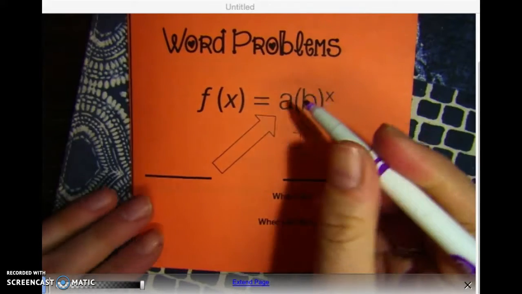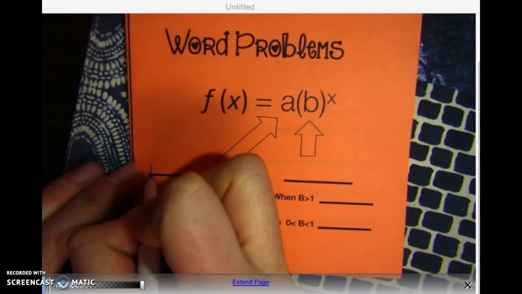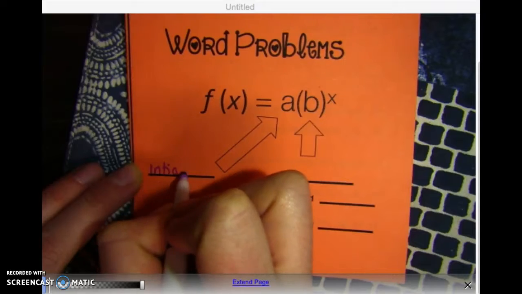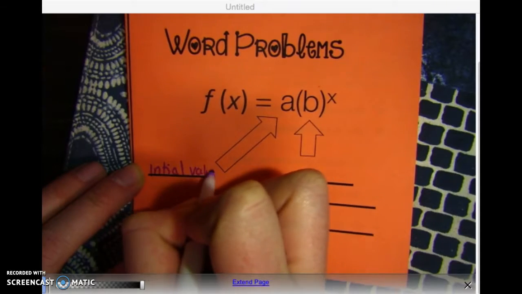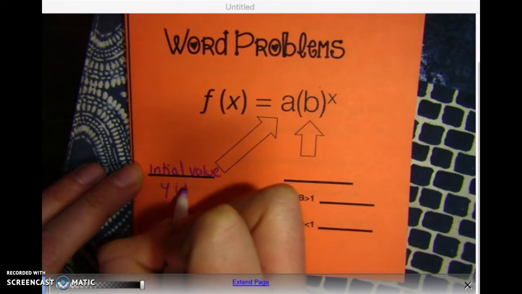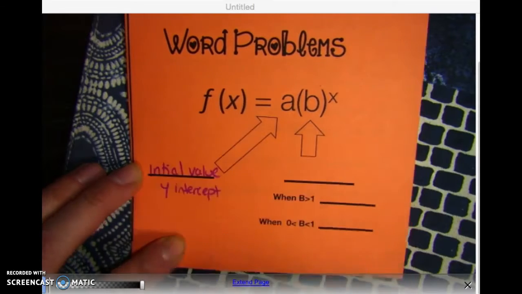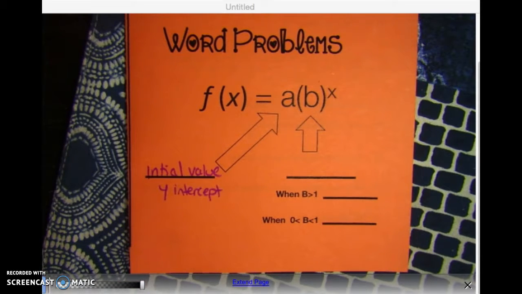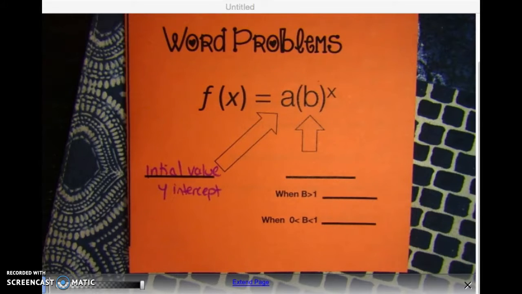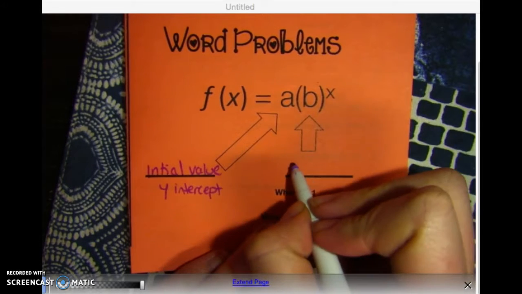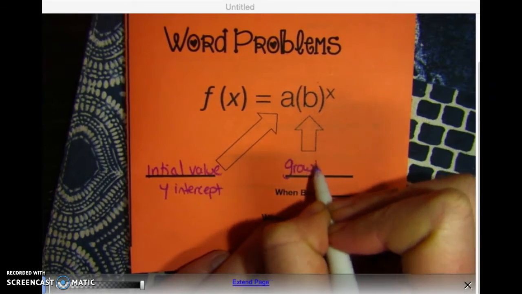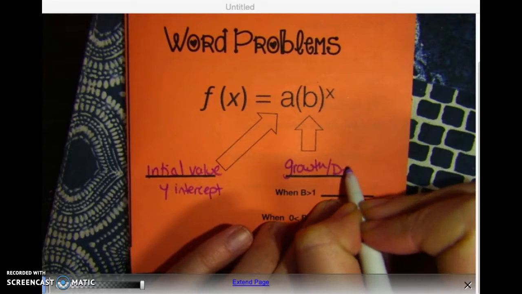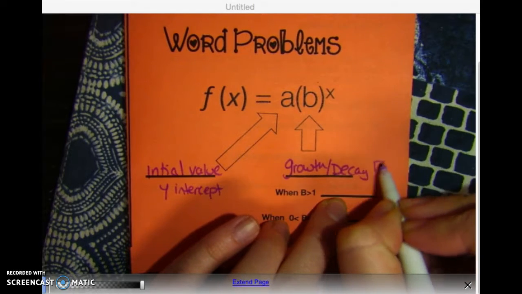Okay, so remember our A is still our initial value. It's our y-intercept. That's not going to really change around. And our B is our growth or decay factor, depending on what it is.